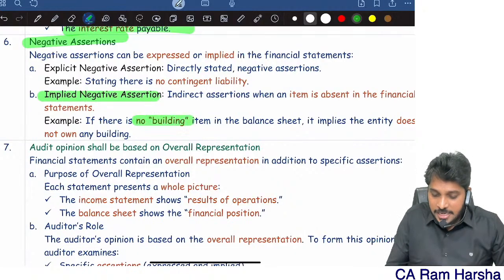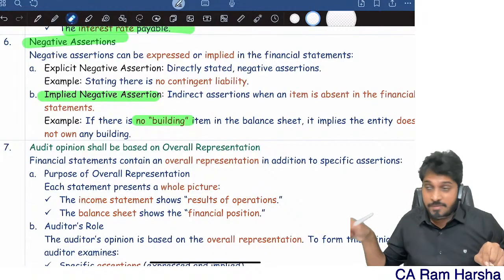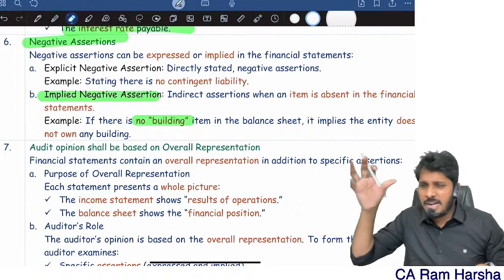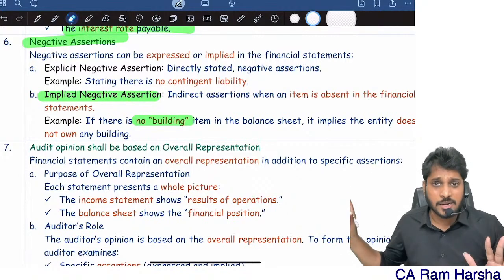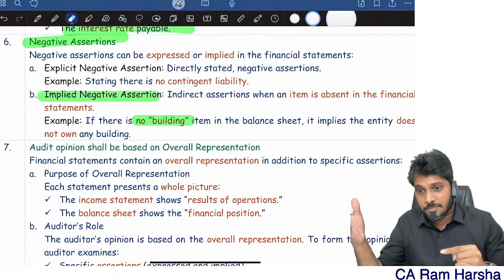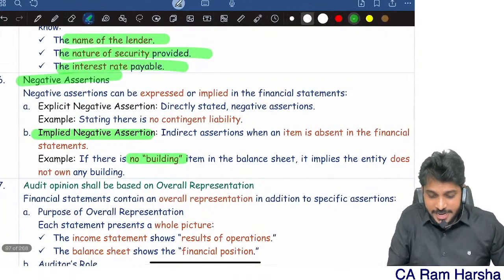Suppose in the balance sheet there is no building. A fixed asset schedule is given, a depreciation schedule is given, but the building point is not there at all. The word building itself is not there. Impliedly we are saying that there is no building.